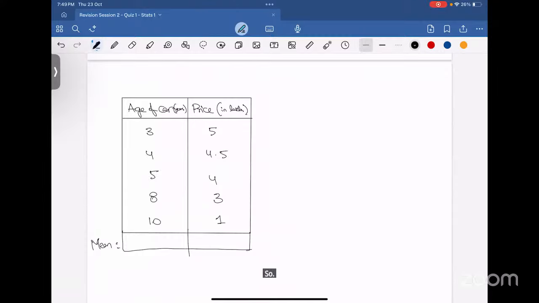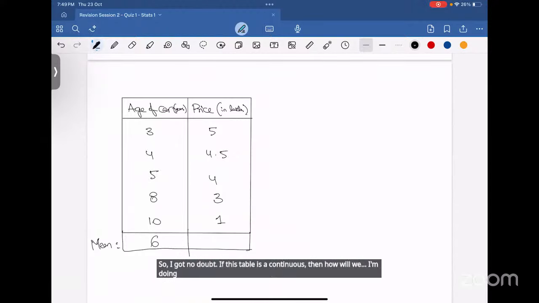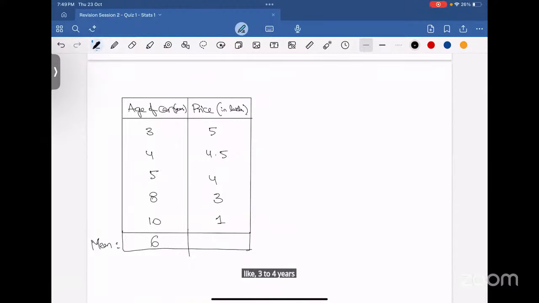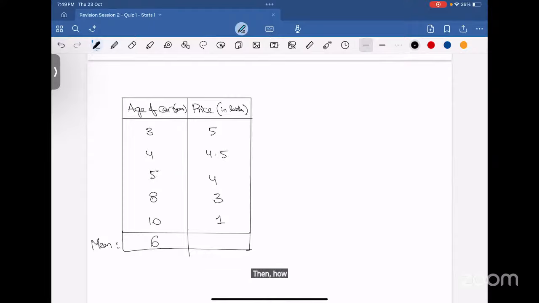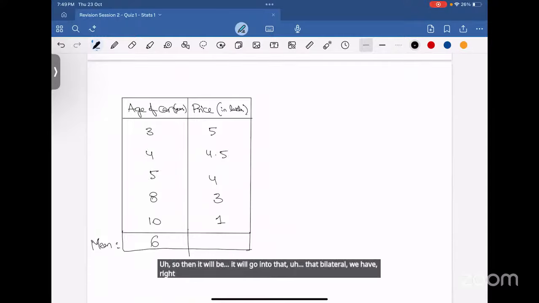I have a doubt. If this table is continuous, then how will we do it? Continuous, you mean like 3 to 4 years as one class, with prices given for it, and if it is between 4 to 5 years then 4.5? That comes in a different way. That becomes categorical again, like class intervals. Then it will go into the point biserial correlation coefficient case.